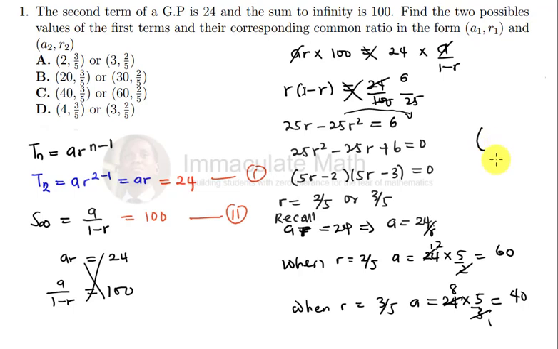So if I want to write it in this form, that means I'm going to have my A, which is 60, okay, that means I'm going to have 60, 2 over 5, or I should have what? 40, 3 over 5. Okay, so the correct option here is what? The correct option here is C. Let's move on to the next question.